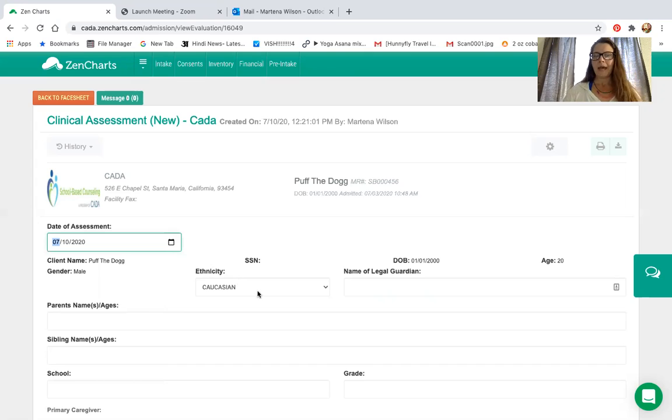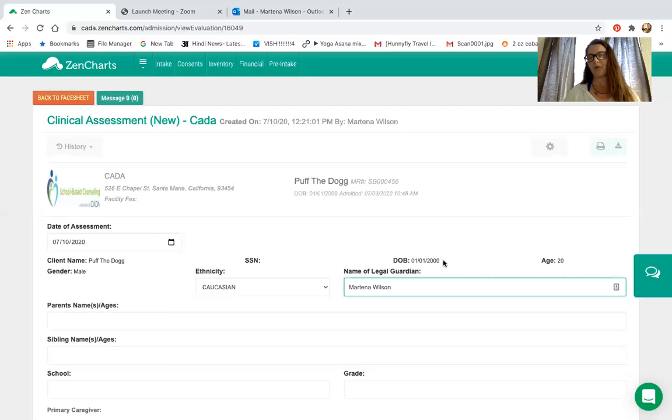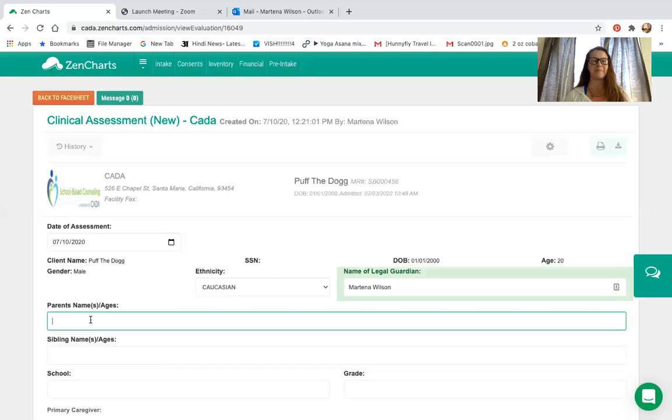Puff the dog. And we've learned about Puff the dog, just generally, that Puff has some anxiety issues, some separation from caregiver issues, and some impulsivity, right? So these are the things that Puff is dealing with in school. And again, it doesn't matter, I'll say Caucasian. Name of legal guardian, we'll say Martina Wilson. Puff is 20 years old. Okay, that's incorrect. Oh, that's right, because I put his birthday as 2000, whatever. Puff is 7 or 8 or something.